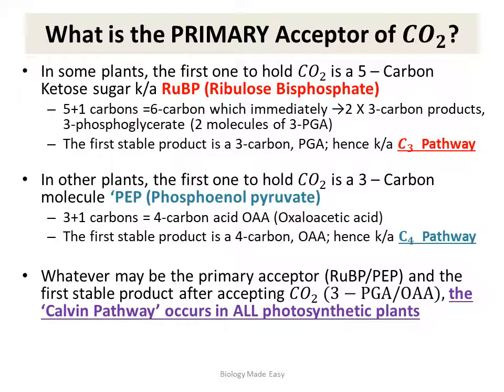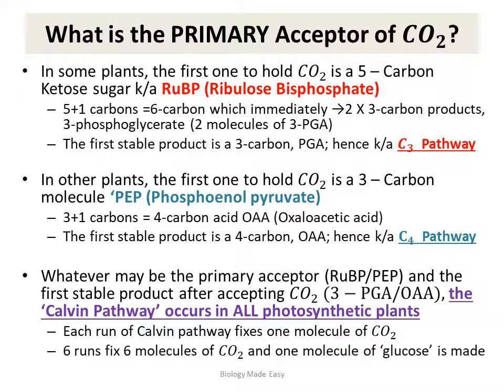Now, whatever may be the first primary acceptor, RuBP or PEP, and whatever may be the first stable product after accepting carbon dioxide, like PGA or oxaloacetic acid, C3 or C4, the Calvin pathway occurs in all the photosynthetic plants. Each run of the Calvin pathway or Calvin cycle fixes 1 molecule of carbon dioxide. So 6 runs of the Calvin cycle will fix 6 molecules of carbon dioxide and produce 1 molecule of glucose, because glucose is a 6-carbon molecule.